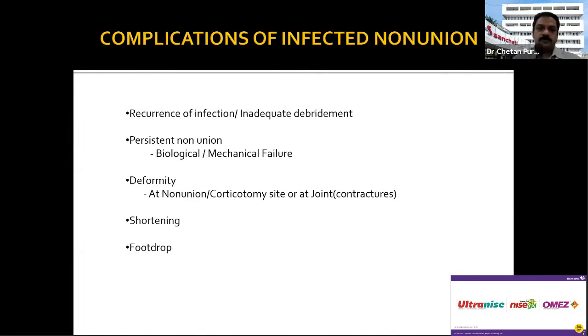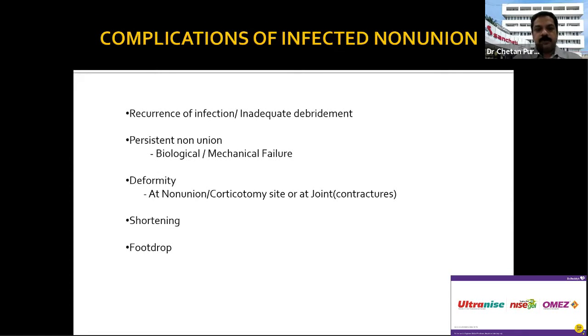The complications of infected non-unions. One is recurrence of infection, the main cause maybe inadequate debridement, or like we saw in the classification, if the non-union severity score is high, then we are in a position to predict whether a repeat debridement is warranted in a case. There can be persistent non-union. In spite of our best efforts, there are 8 to 10% non-union rates in management of any infected non-union. And that can be either a biological or a mechanical failure, which may warrant a repeat surgery.